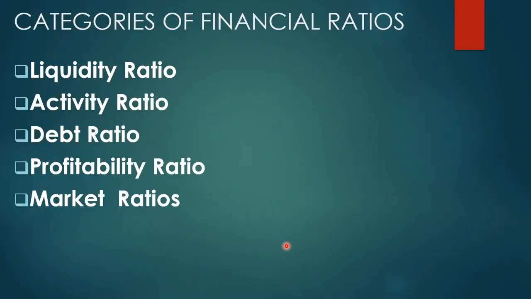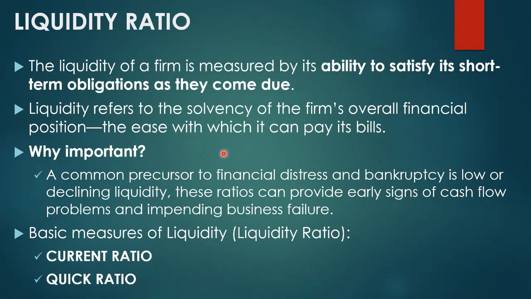Now, ano ba ang mga categories of financial ratio? Well, first, liquidity, activity, debt, profitability, and market conditions. So, let's go to liquidity ratio. Now, liquidity ratio. Anong liquidity?